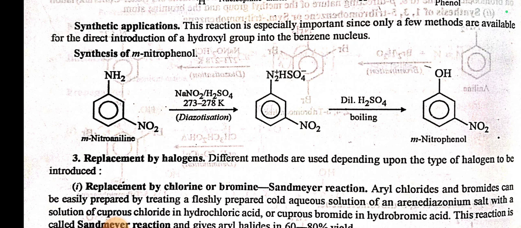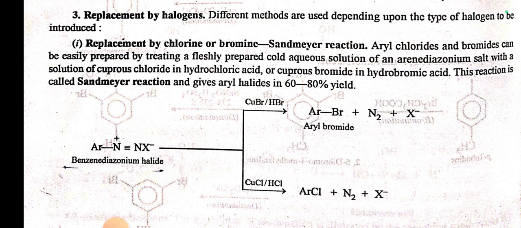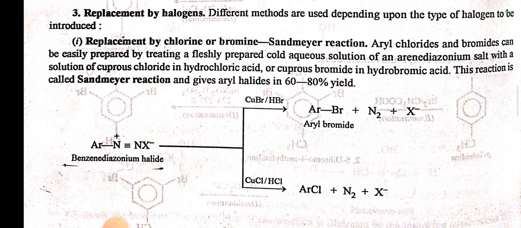Synthesis of meta-nitrophenol. Meta-nitroaniline reacted with NaNO2/H2SO4 at 273 to 278 Kelvin, called diazotization, and on boiling with dilute H2SO4 gives meta-nitrophenol. Number 3. Replacement by halogen. Different methods are used depending upon the type of halogen to be introduced. Number 1. Replacement by chlorine or bromine.